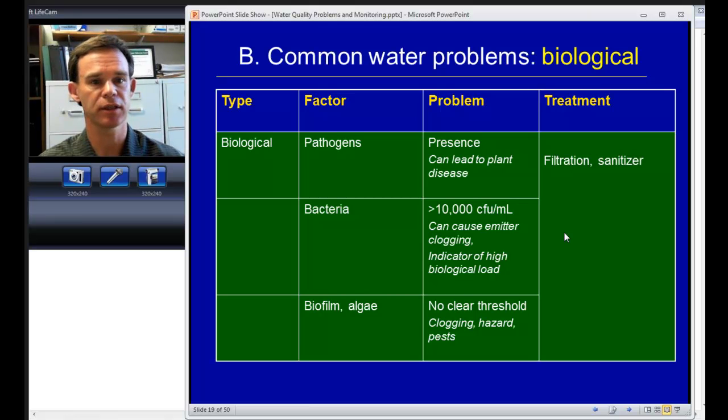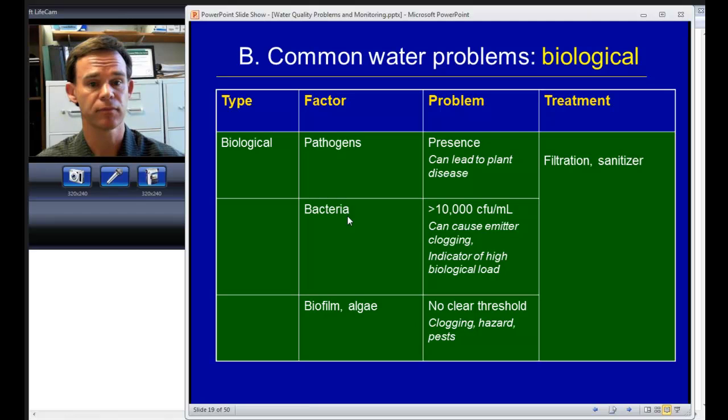Okay, so now let's turn our attention to biological water problems. Here are our three categories: pathogens, such as Pythium and Phytophthora, and really we don't have a threshold of how much is a problem, although the phytopathologists are working on exactly that issue right now in a number of different universities. The problem is it can lead to plant disease, especially if we've got a stressed plant, we're over-irrigating, so we've got the whole disease triangle going for us, or against us.